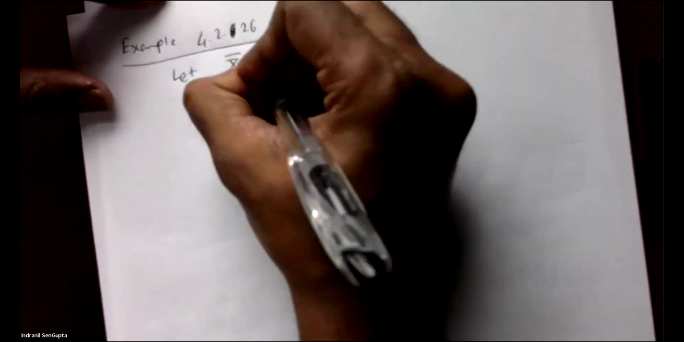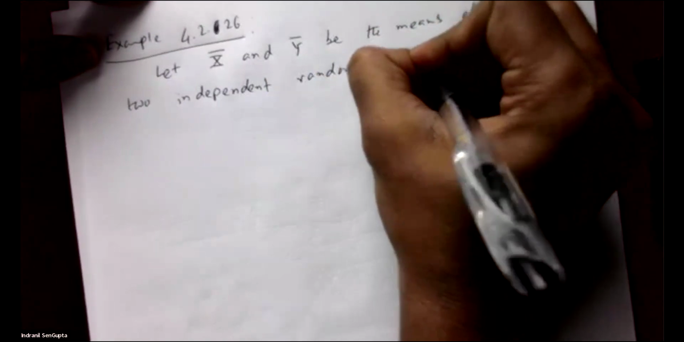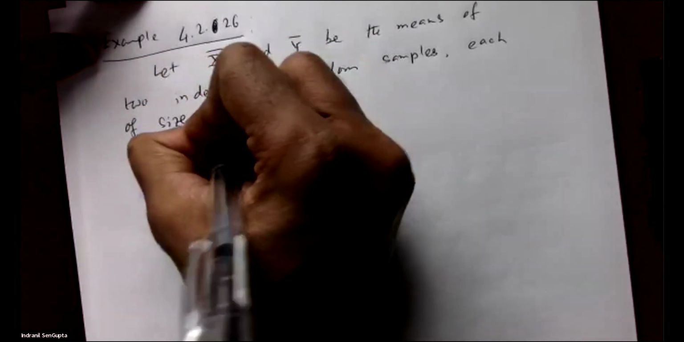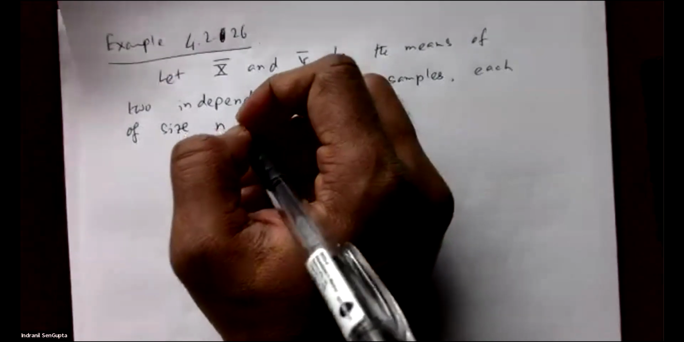Let x bar and y bar be the means of two independent random samples, each of size n. Okay, so in the last case, remember that we had some n1 and n2, but here we are assuming that each of these x bar and y bar are taken from a sample of size n, the common size.